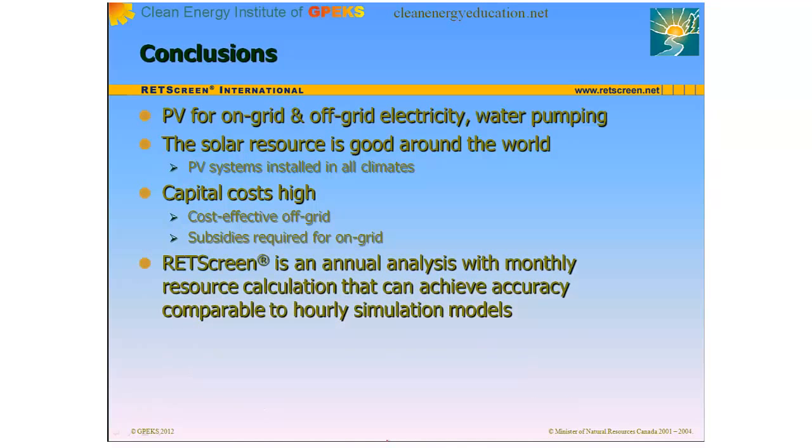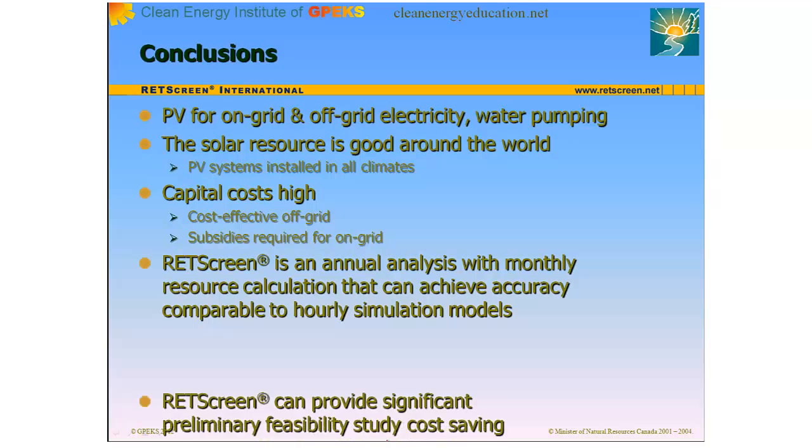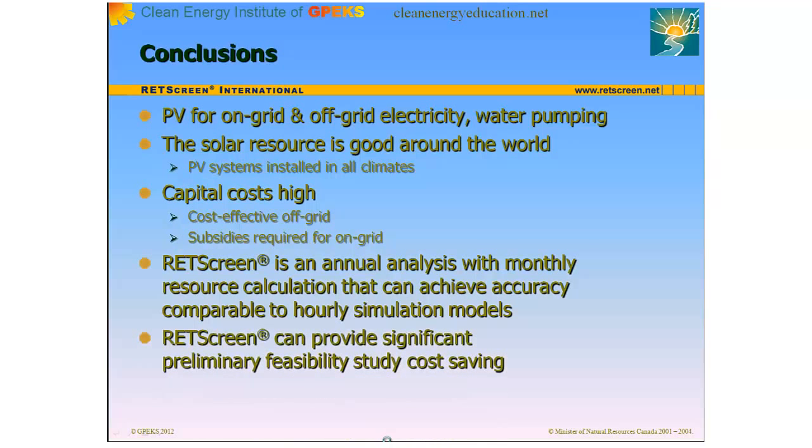Existing on- and off-grid markets for photovoltaics have led to rapidly declining costs. The RETScreen software calculates energy production using monthly solar radiation data, but achieves an accuracy comparable to simulations based on hourly data. RETScreen can significantly reduce the cost of conducting preliminary feasibility studies of photovoltaic projects.